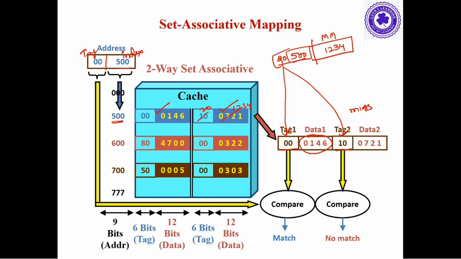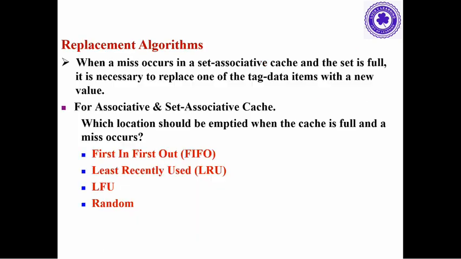Which tag data pair is to be replaced is decided based on the page replacement algorithms. As we know, when a miss occurs in a set associative cache and the set is full, it is necessary to replace one of the tag data items with a new value. For associative and set associative cache, which location should be emptied when the cache is full and a miss occurs is decided based on the page replacement algorithms. We have first in first out, least recently used, least frequently used, and random algorithms. These algorithms will decide which tag data word is to be replaced in the cache.